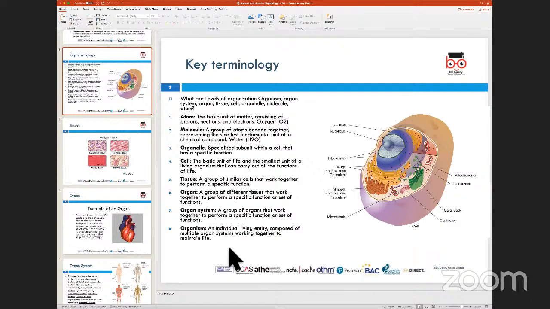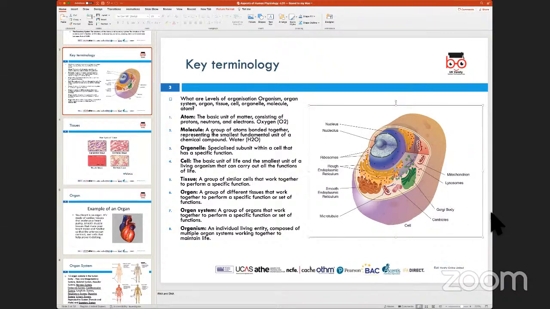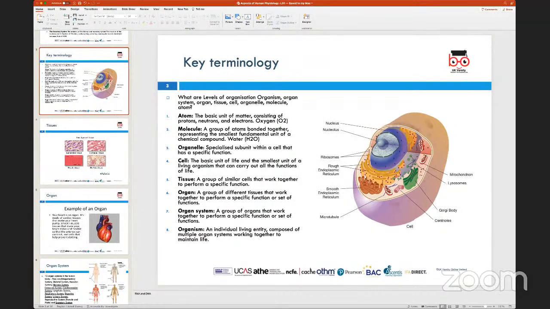So an individual living entity which is able to perform all its functions independently, using various organ systems made up of organs, made up of tissues, made up of cells and organelles, would then be termed an organism. Now, this would essentially help us understand how the cellular structure or organization of the organism typically develops over a period of time. So humans have developed over millions of years.